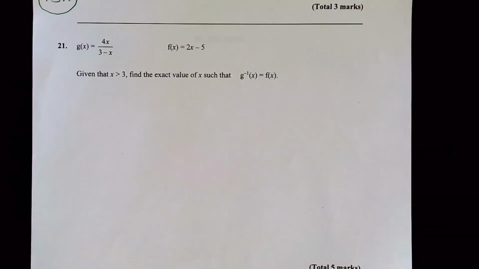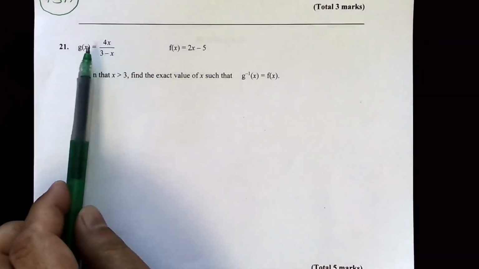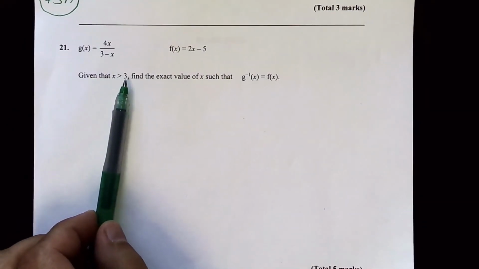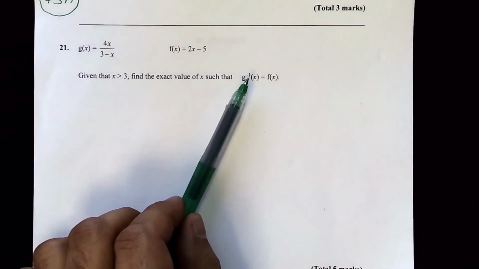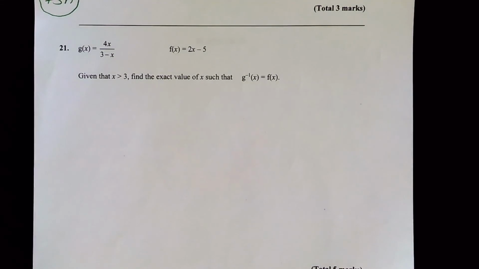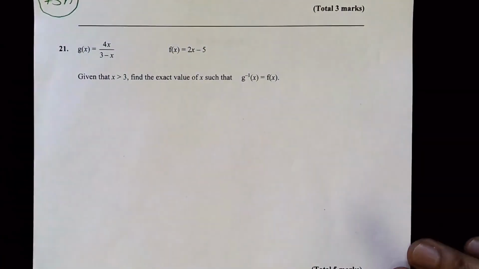Question 21 looks at functions. And the question gives you two functions at the start, g(x) and f(x). And the question reads, given that x is greater than 3, find the exact value of x such that the inverse of g(x) is equal to f(x). So the first step I'm going to do for this question, I'm going to work out the inverse function for this.